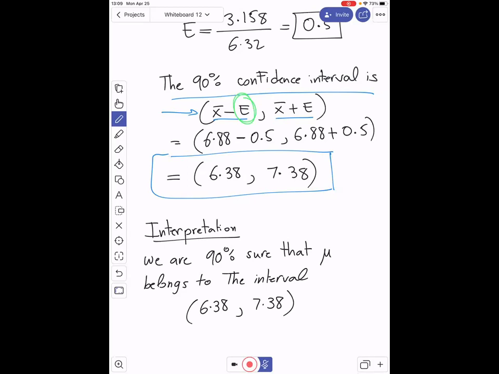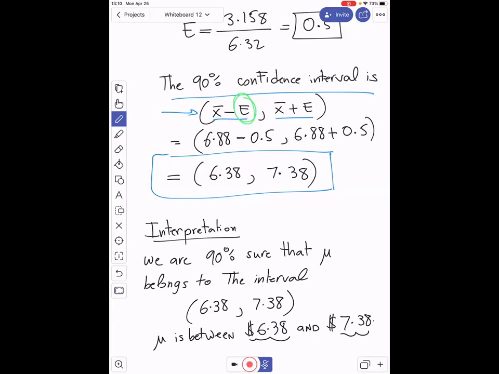So mu is between $6.38 and $7.38. That's what we are saying here. If you take all the farming regions in the US and you measure the average price of 100 pounds of oranges, then you're 90% sure that the average price will be between these two numbers. Okay, so that's your estimate. You're saying your population mean is going to be between these two numbers.